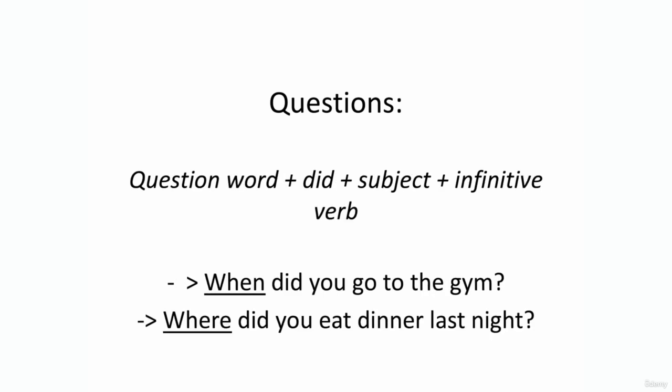We can also ask questions in the past simple using question words. We place them before the auxiliary verb did, which is before the subject of the sentence. For example, when did you go to the gym? Where did you eat dinner last night?